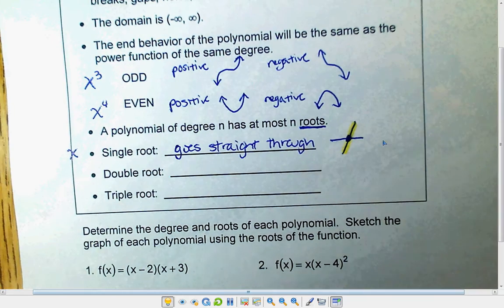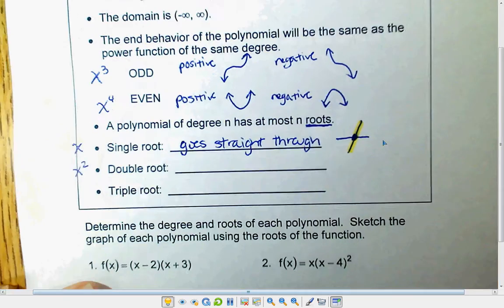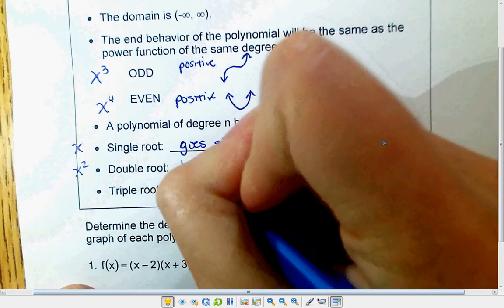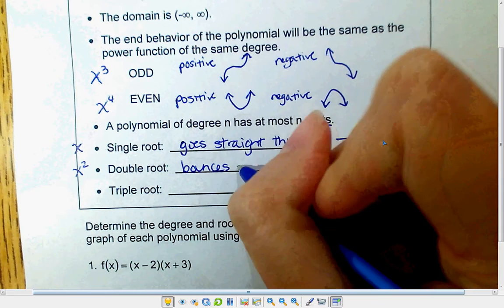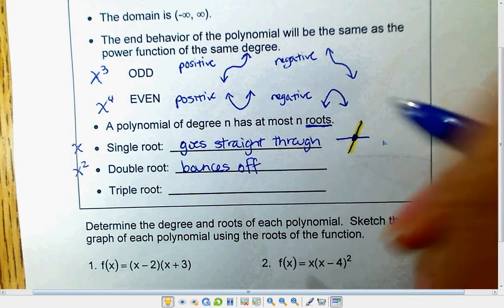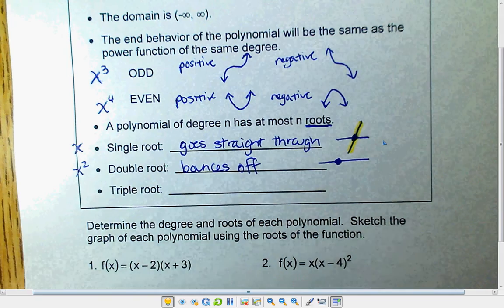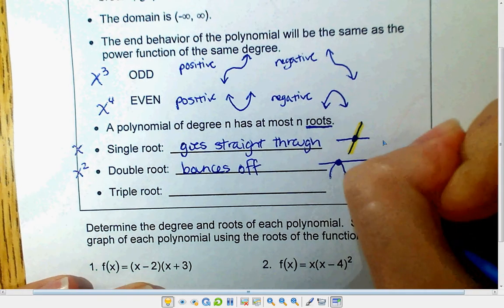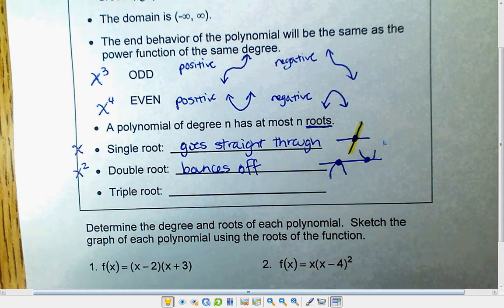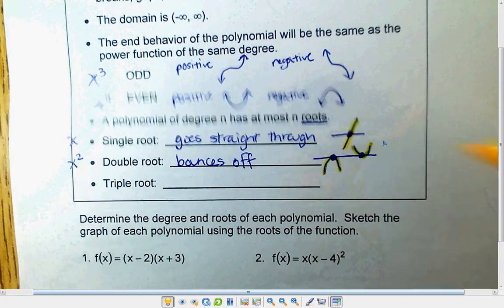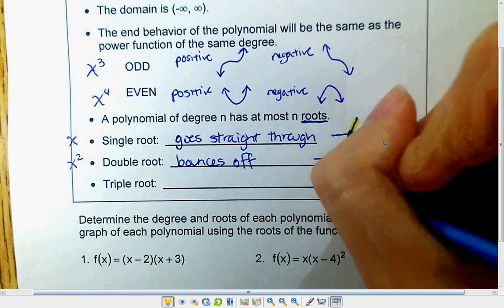If you have a double root, this is now going to look like x squared, our quadratic function, which is a parabola. What happens on a double root is it's going to bounce off at that root. So this is your root right here, and it's going to bounce off. It's either going to look like this, or it could look like this. Either way, it's going to look like a parabola, bouncing off the graph at that point.